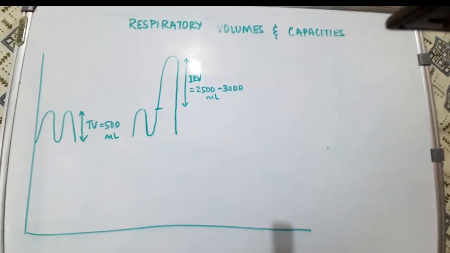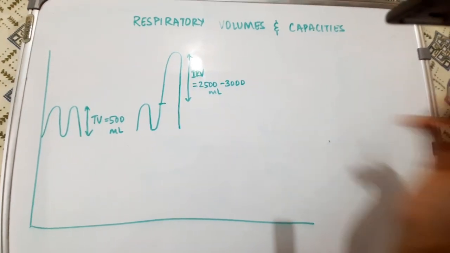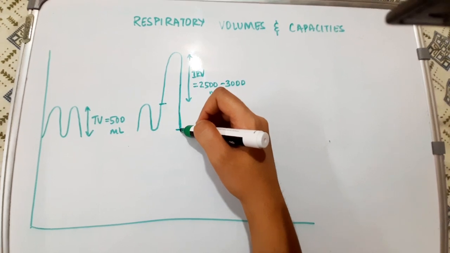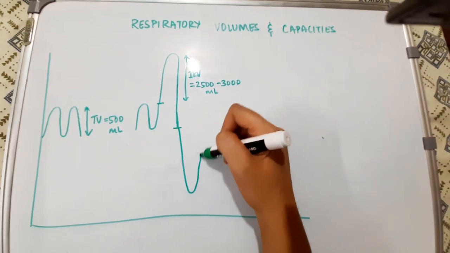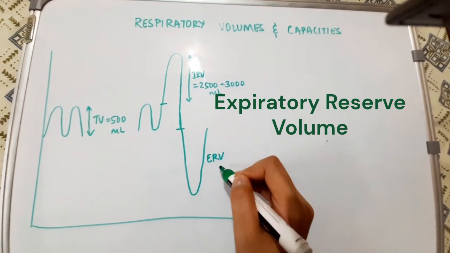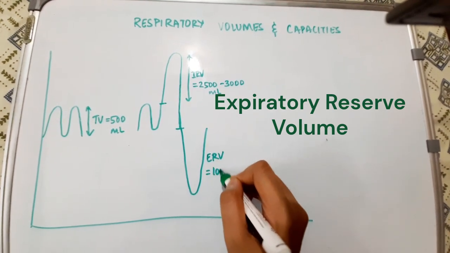Similarly, let's say a person has expired or exhaled normally. Now, above and beyond that, how much a person is able to forcefully expire is called expiratory reserve volume. This is approximately 1000 to 1100 milliliters.